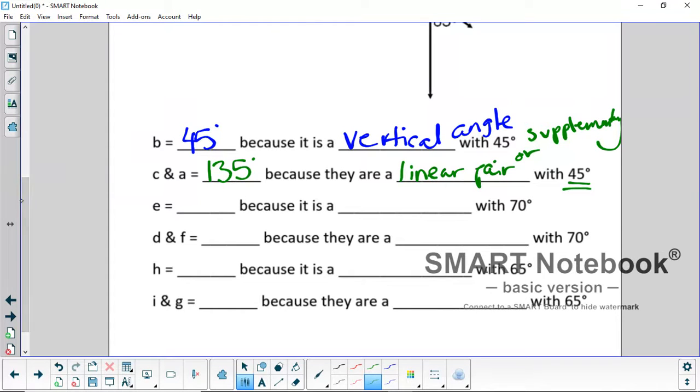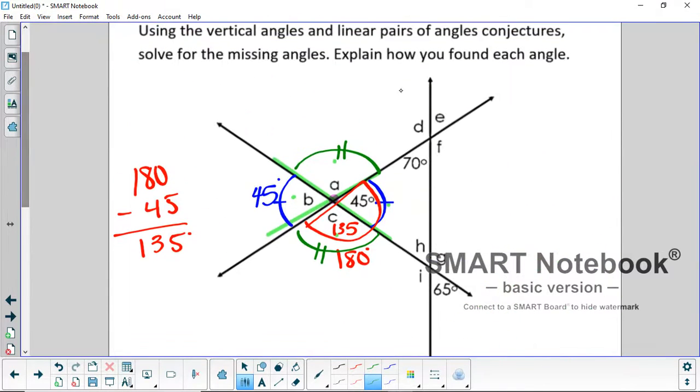Okay, I would like you to try solving for D, E, and F. All right, this is the results. Letter E is a vertical angle with 70, so they are equal. D and E together are a linear pair, or they are supplementary. So this one has to be 110 in order for a total of 180 to happen. D and F are vertical angles, so they are the same, 110.